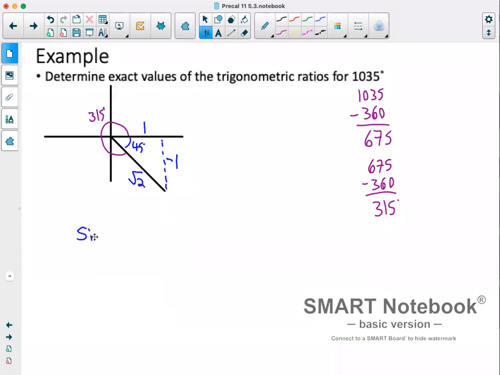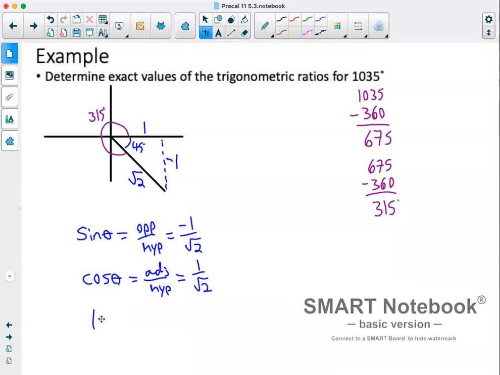So our three trig ratios are: sine, which is our opposite over our hypotenuse, would be -1 over root 2. Cos, which is our adjacent over our hypotenuse, is 1 over root 2. And tan is our opposite over our adjacent, so -1 over 1, which gives us -1.